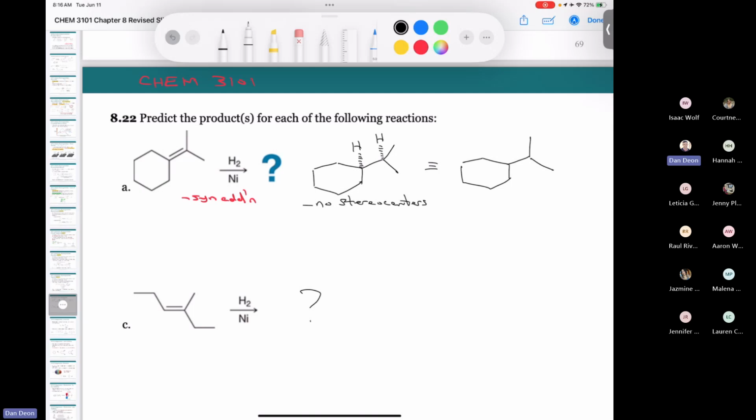So let's take a look here. We would write out the carbon chain like this, okay? If we have one hydrogen going down and then we have the other one going down like this, that would mean that this methyl group is coming up like that, okay? But in this case, there's only one stereocenter, okay?